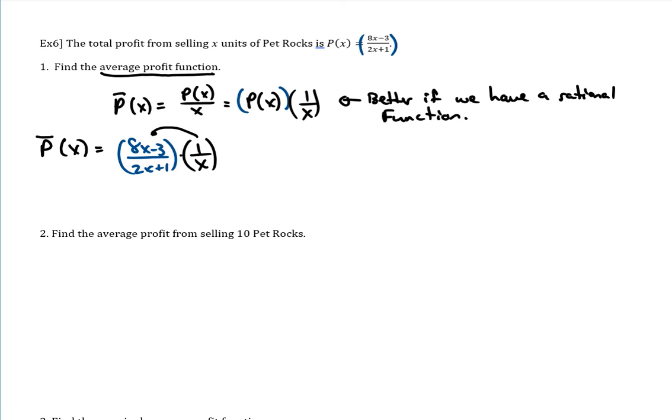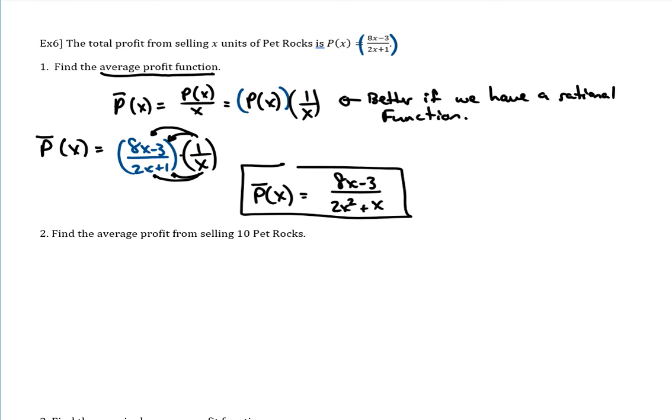Now all we have to do is distribute. The 1 doesn't change anything in the numerator, but the x in the denominator would distribute, and we would get a different looking function. So to find the average profit function, 8x minus 3 is the numerator. When we distribute the x in the denominator, 2x times x would be 2x squared, and positive 1 times x would be positive x.